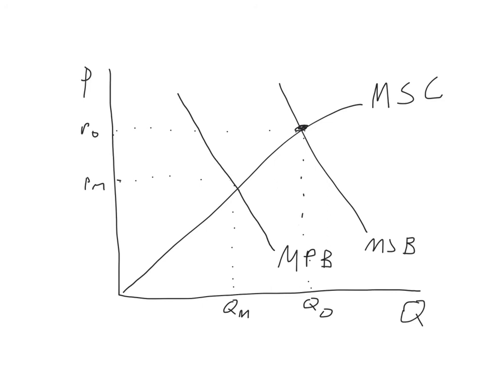And the dead weight loss will occur right here. This will be the dead weight loss because the cost outweighs the benefit. That's why there's dead weight loss in this positive externality.